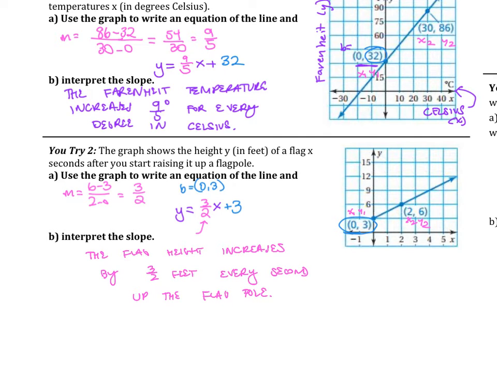Now to talk about this for a second, what can you say, what does the y-intercept represent here? So what does it mean here at 3? So if you said this was the flag height in feet is our y, and then this is our seconds in x. So at 0 seconds, what does this y-intercept mean? So what this means is that at the start, the flag is already up the flagpole at 3 feet. So it's the starting point of the flag, which is 3 feet.